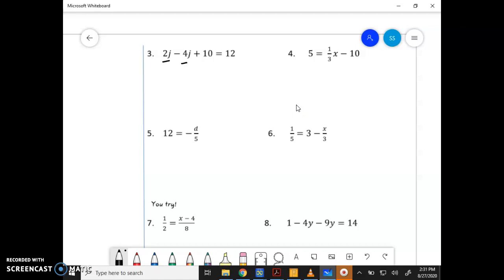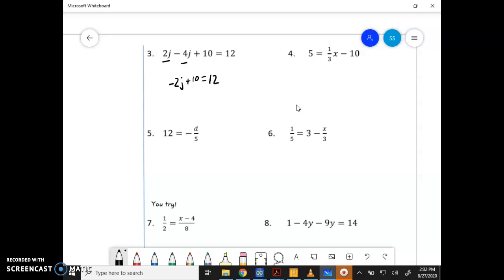All right. So let's combine those. 2 minus 4 is negative 2. So we have negative 2j. And then we can just update the problem. So just drop down everything else. Drop down plus 10 is equal to 12. And now we can solve it just like we did yesterday.